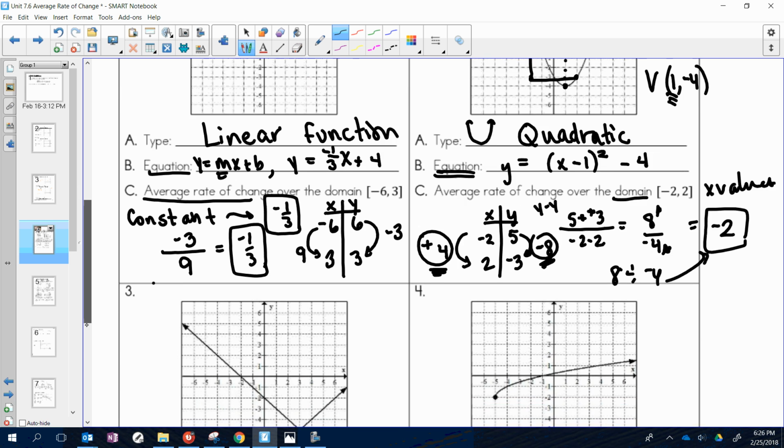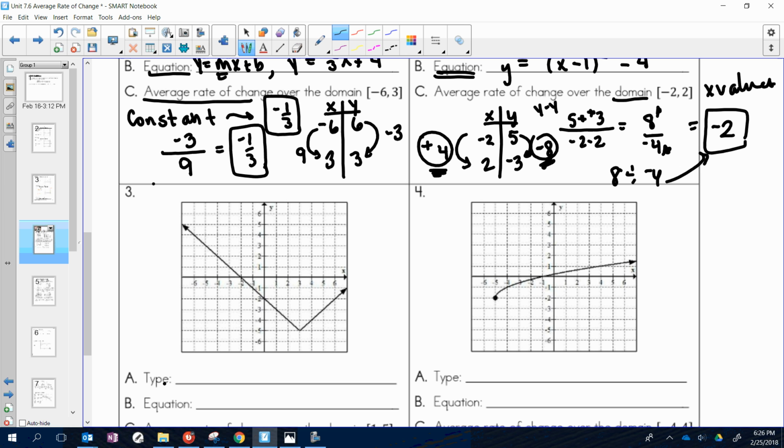Let's do another one. Okay, number 3. It says type of function. Well, it's a V-graph. It's an absolute value graph.